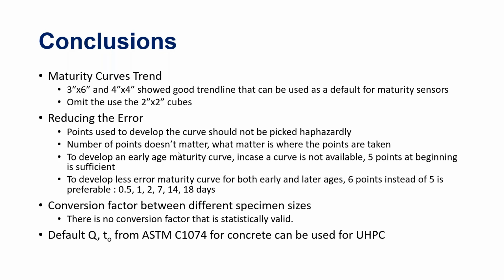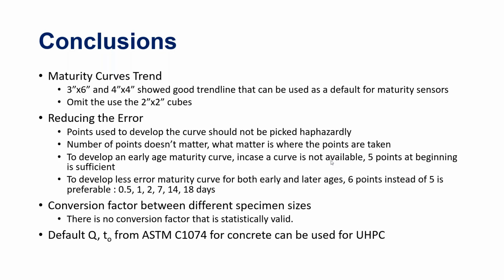And to develop an early age maturity curve, in case the curve is not available and we want to do something very quickly on the fly at the site, we have a lot of construction problems that need immediate answers, right? So if you wanted to modify your UHPC joint at the last minute, and you decided to increase the water amount for flowability, or you need to change the mix, your maturity curve that you developed in the lab is not valid anymore, and you want something really quick in the next 2 days, you don't have 28 days to do a new curve.